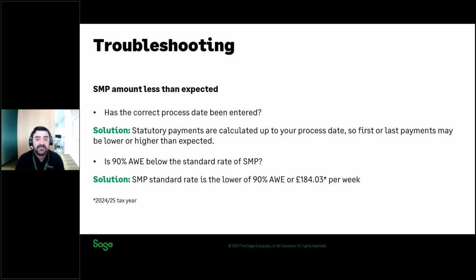And the other one, if you notice that the standard rate of SMP is less than £184.03 per week, it could be that 90% of average weekly earnings is also less than that. So remember, the standard rate is the lower of 90% of average weekly earnings, or £184.03 for the current tax year.